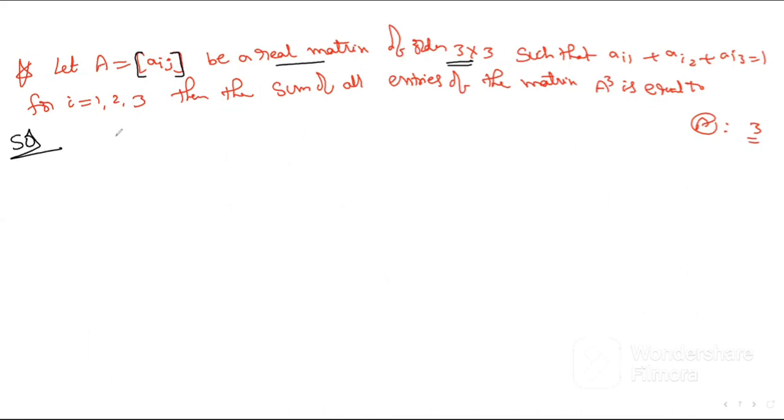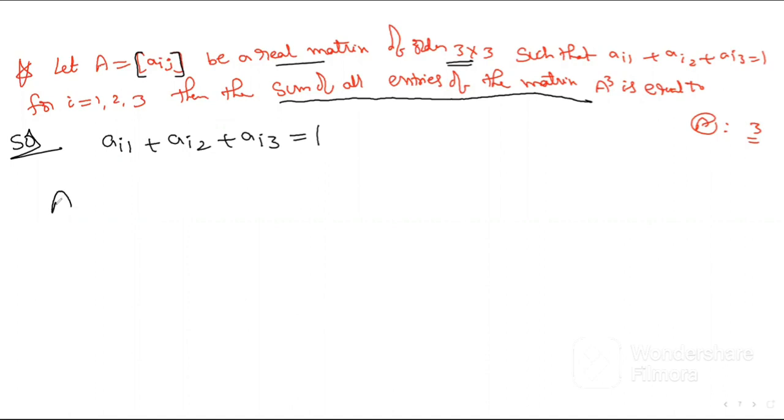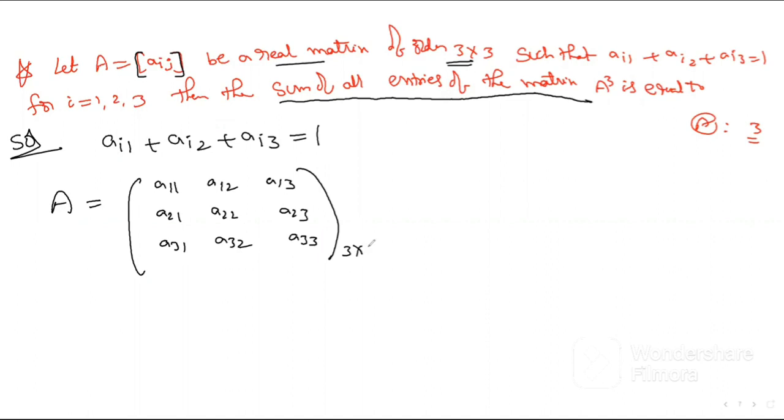What is the condition? Ai1 plus Ai2 plus Ai3 is equal to 1. What is required? The sum of all entries of the matrix A cube. First find out the A matrix. A matrix is nothing but A11, A12, A13, A21, A22, A23, A31, A32, A33. This is a 3 by 3 square matrix. From the statement, Ai1 plus Ai2 plus Ai3 is equal to 1 for i equal to 1, 2, 3.